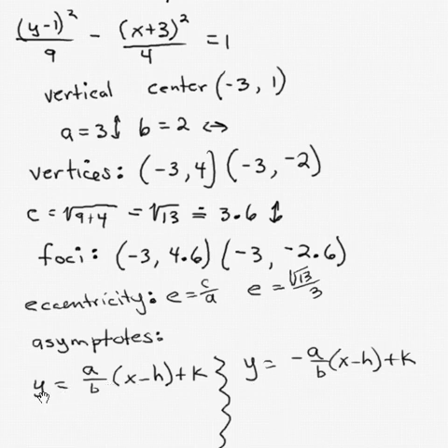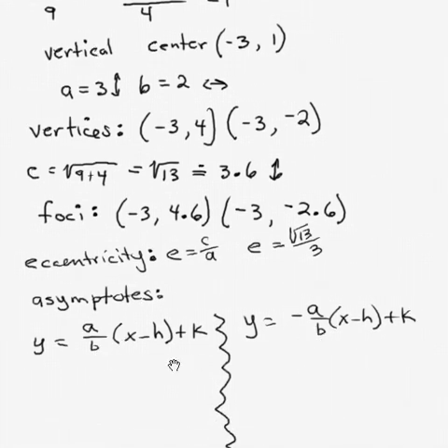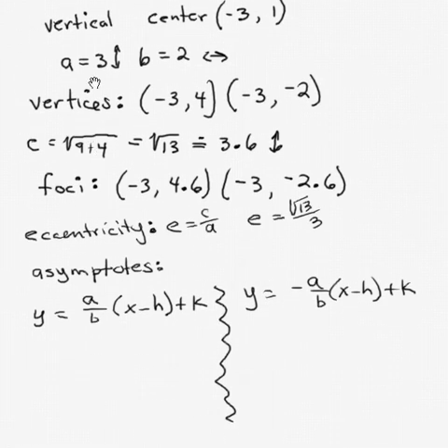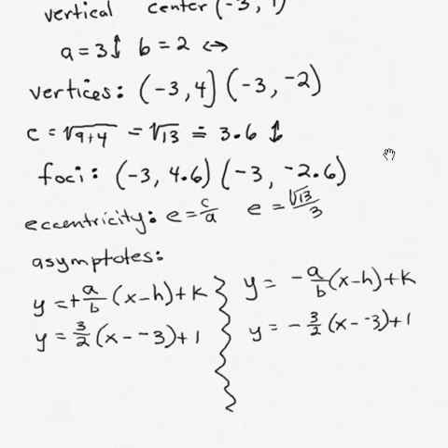The equations for the asymptotes. If it's vertical, its y is plus or minus a over b distributed to x minus h plus k. So we know what a is. a is 3, b is 2, h is negative 3, k is positive 1. Let's substitute those numbers in. So 3 over 2, the opposite of 3 over 2. h is negative 3, k is positive 1. Simplify that, we'll have our two equations for our asymptotes.